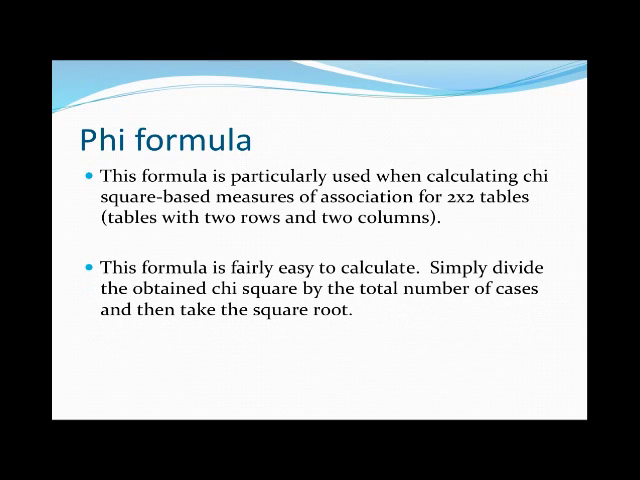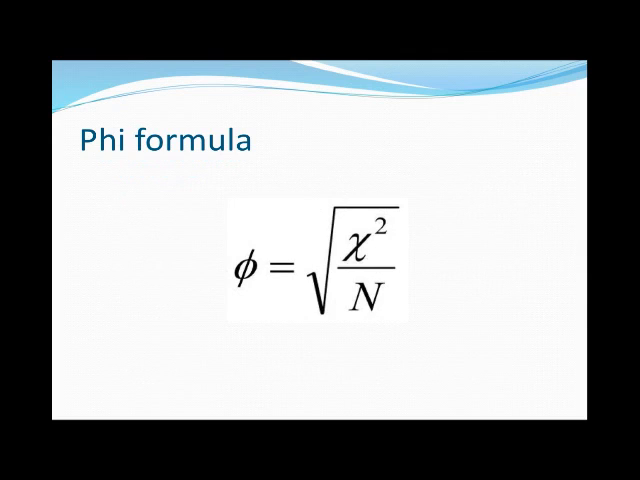Now, this formula is fairly easy to calculate. We will simply divide the obtained chi-square by the total number of cases and then take the square root. So we'll have phi equals the square root of chi-square divided by n. And here is a good look at our formula. As you can see, we have phi equals the square root of chi-square over n, which is the number of cases.